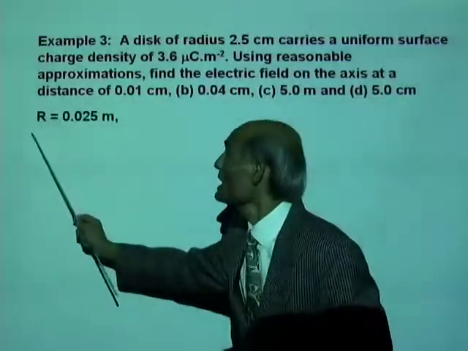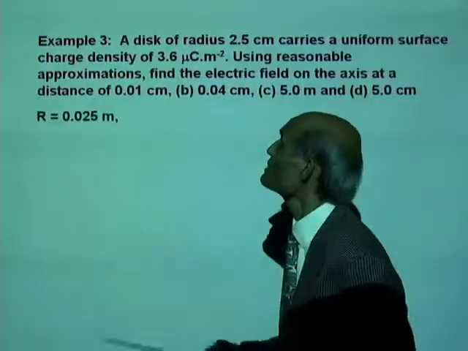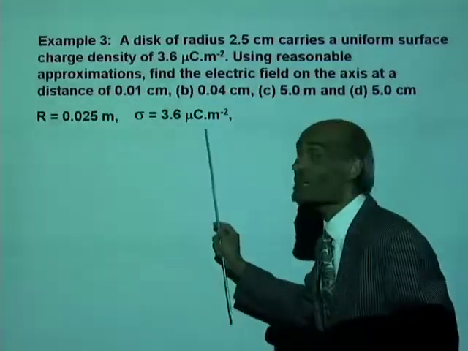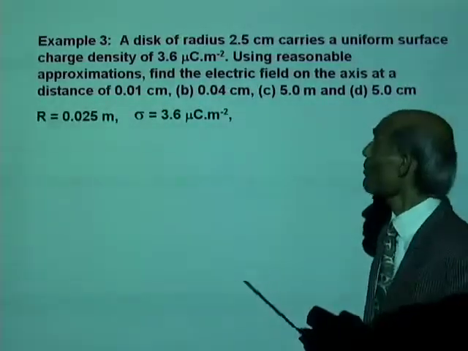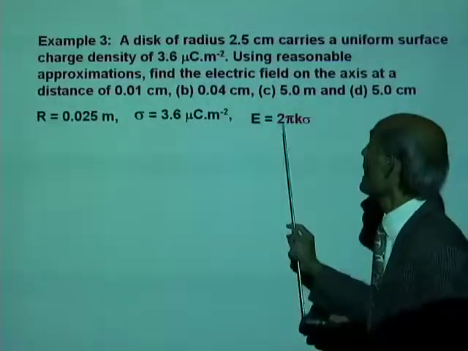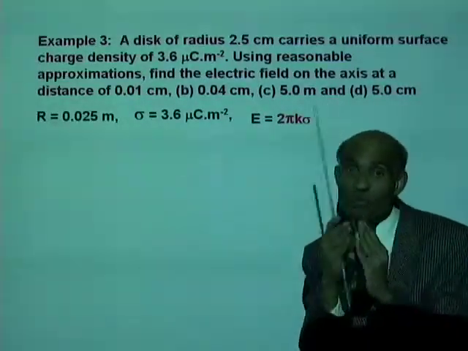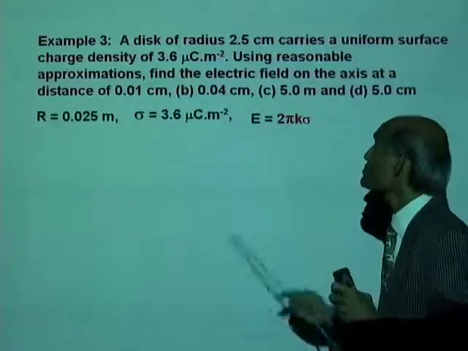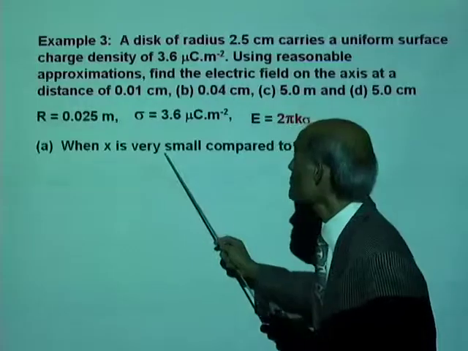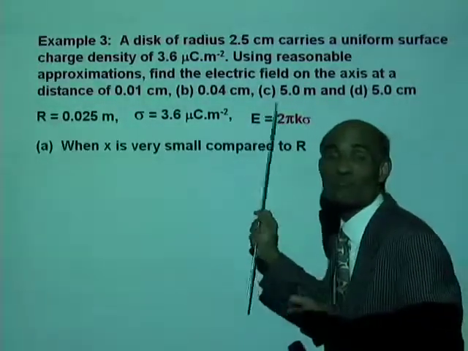Well, we got the radius of the disk is 2.5 centimeter, that is 0.025 meter. The surface charge density sigma is 3.6 microcoulomb per meter squared. And the formula we're going to use for the close approximation, the electric field, is 2 pi k sigma. In part A, when x is very small compared to r, we use this approximate formula.